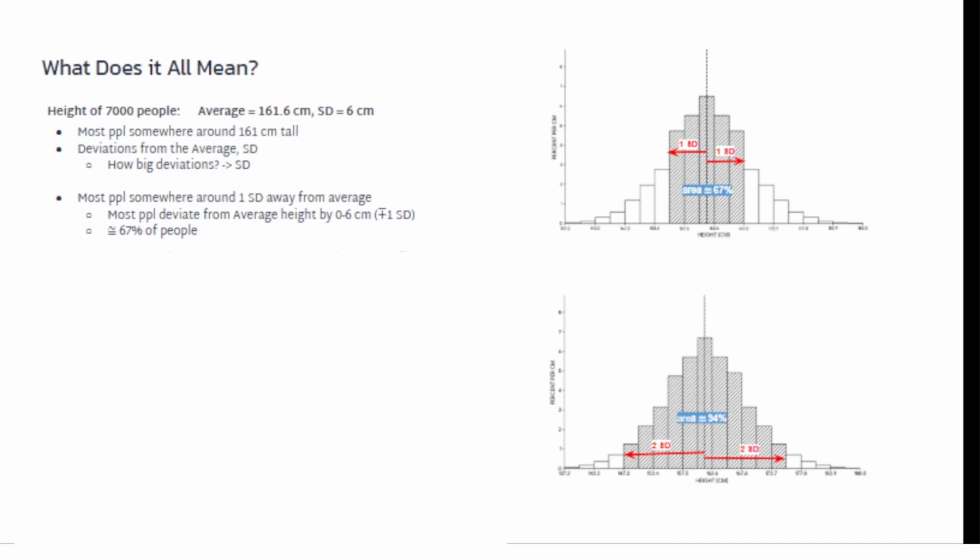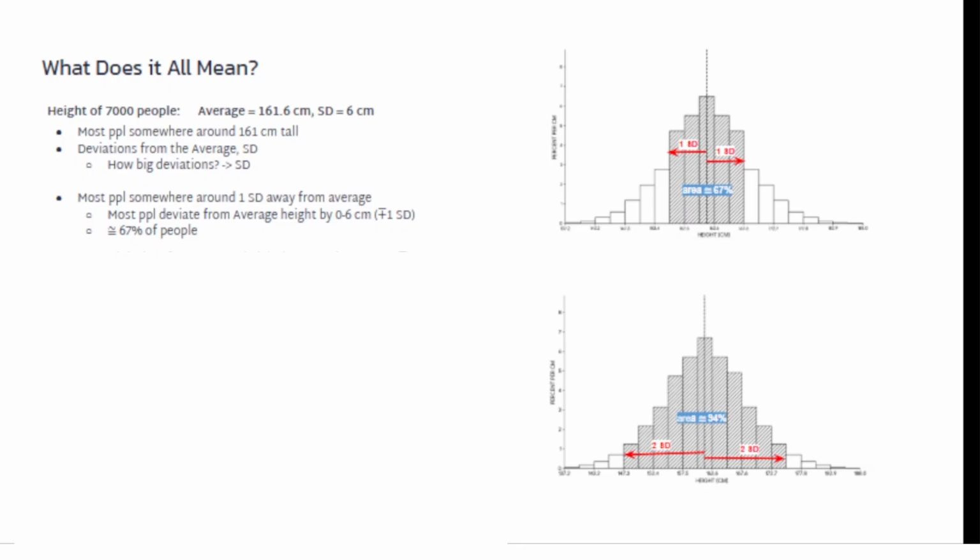Also, in other terms, you can say that very few people deviate from the average height by more than 12 centimeter. As you can see, there is only 5%, a very small area, a small number of people who deviate from the average by more than 12 centimeters. That's also another way of putting it.